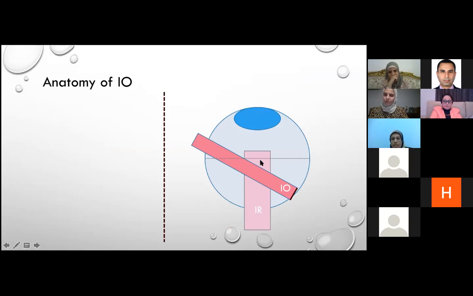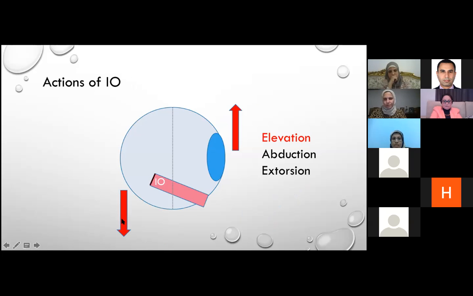The inferior oblique originates here near the lacrimal fossa and is inserted at the posterior temporal part of the globe over the macular area. This is the normal inferior oblique anatomy. Accordingly, as the inferior oblique is inserted behind the equator, when it contracts, it presses the back of the eye, so it elevates the front of the eye, so it causes elevation.